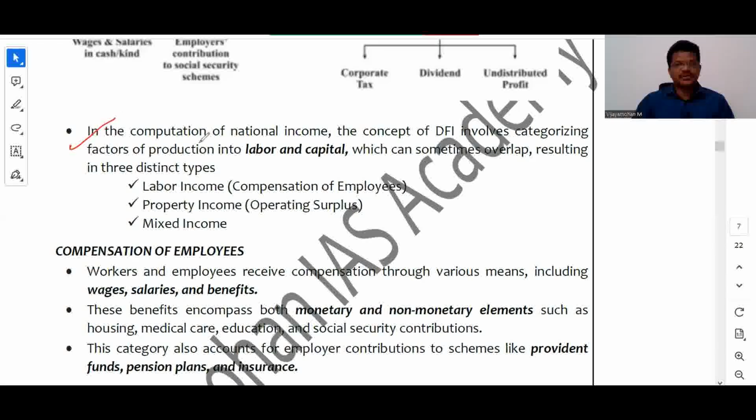In the computation of national income, the concept of domestic factor income involves categorizing the factors of production into labor and capital, right? Which I already told you, which can sometimes overlap, resulting in three distinct types of incomes. One is labor income, that is compensation of employees, and property income, that is operating surplus, and mixed income, right? Let's see one by one.